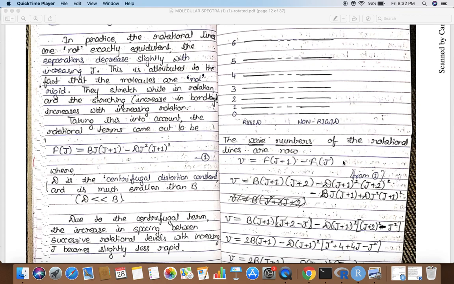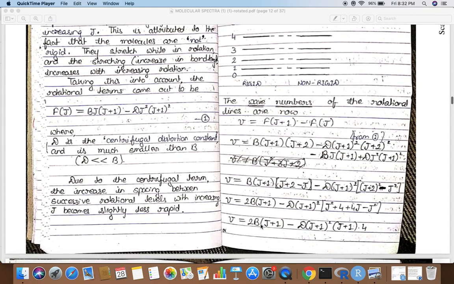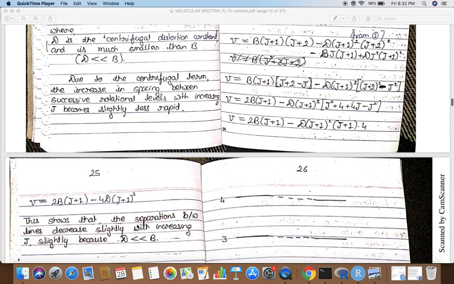Now again, if there is a transition between two levels, then nu is equal to F(J+1) minus F(J). Just putting this in the relation, in place of J you have J+1, and in place of the lower energy level, just J. Now you need to incorporate D itself. Then with simple algebra, you end up with the relation that the rotational frequency nu is equal to 2B(J+1) minus 4D(J+1) cubed.